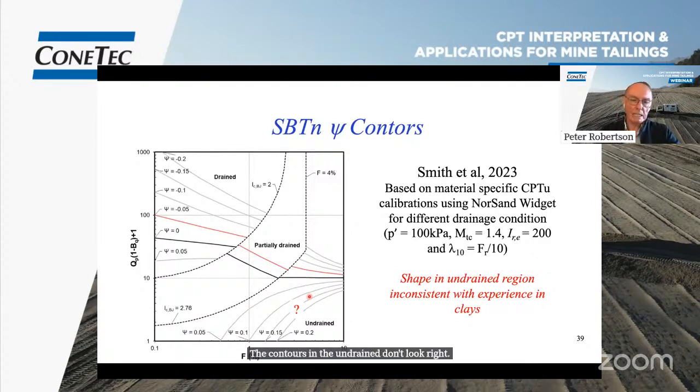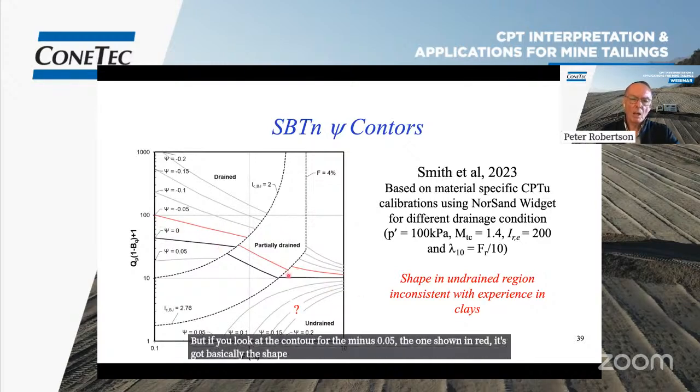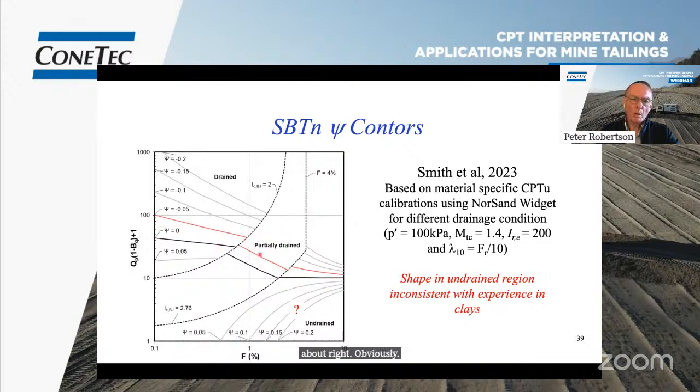In fact, they're completely inconsistent with the experience of CPT in clays over 50 decades, those contours seem to be going in the wrong direction. But if you look at the contour for the -0.05, the one shown in red, it's got basically the shape about right. Obviously, there are discontinuities when they went from drained to partially drained, which are not quite right. But you'll see the contours that I use actually are quite similar to that red one.